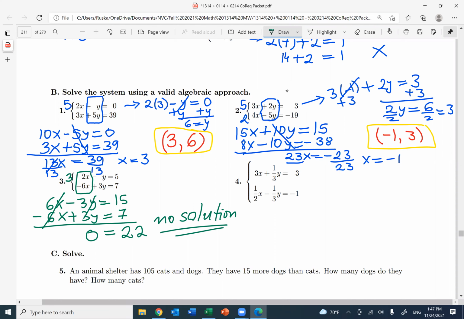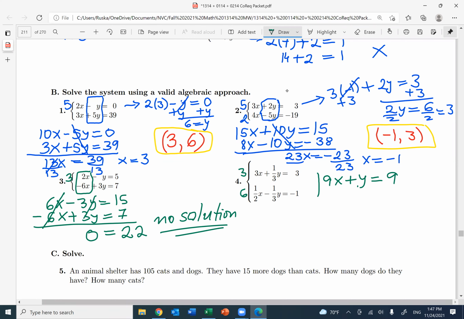Okay, so let's do number 4. For number 4, we have fractions. And what I'm gonna do, I'm gonna cancel the fractions first. So I'm gonna multiply the first equation by 3 to cancel the denominator. And I'm gonna multiply the second by 6, because the denominators are 2 and 3. So if I multiply by 6, I'm gonna cancel all of those. So when I do that, I'm gonna get 9x plus y equals 9, because 3 and 3 cancel, so I have 1y.